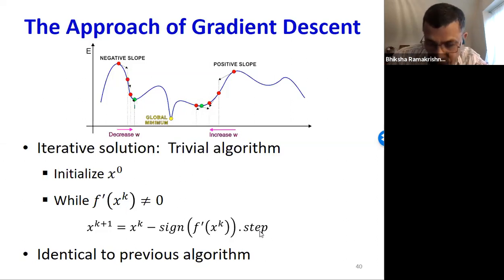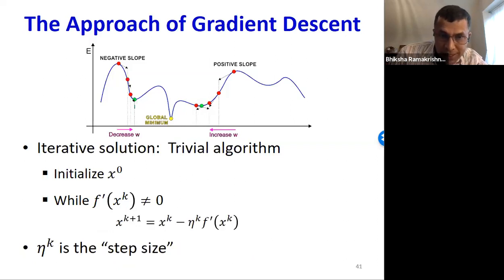I can compact it even further. We haven't specified the step. So instead of explicitly looking at only the sign, I can just use the derivative itself, because the derivative has the same sign as the sign of the derivative. So this too is going to be doing the same thing. When the derivative is negative, it's going to be going forward. When the derivative is positive, it's going to be going backwards. So this gives me this trivial algorithm. I start off with an initial point and then keep stepping in this manner till I get to an optimum.